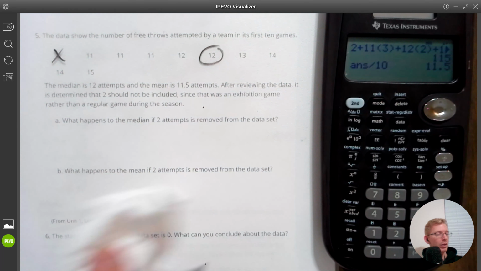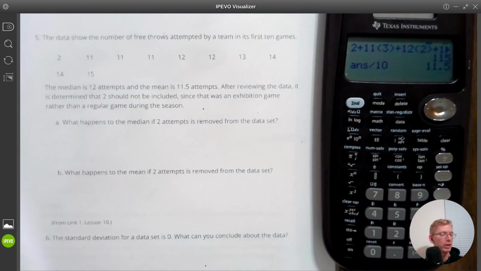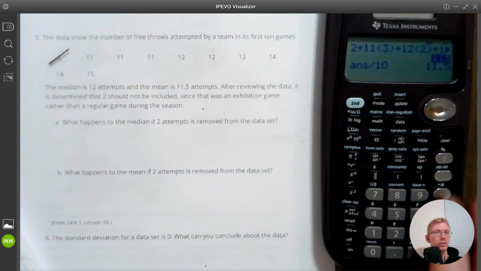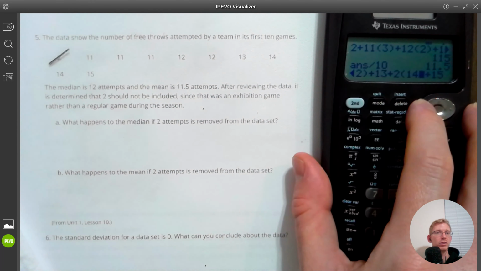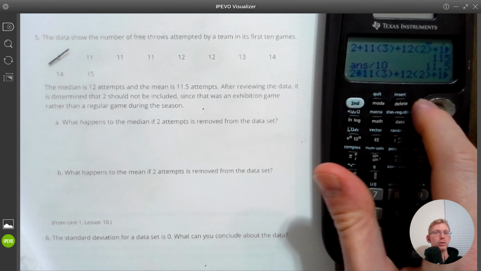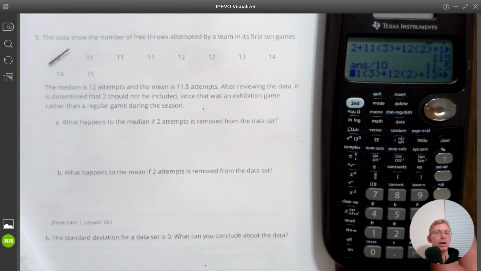Okay? But what's going to happen to the mean? Well, the mean is going to change because now, since we're not counting 2 anymore, we go back up to this calculation that we had earlier, and we can just delete the 2 from it. So we'll use the left arrow over here, and let's take out that 2. So right there and right there.